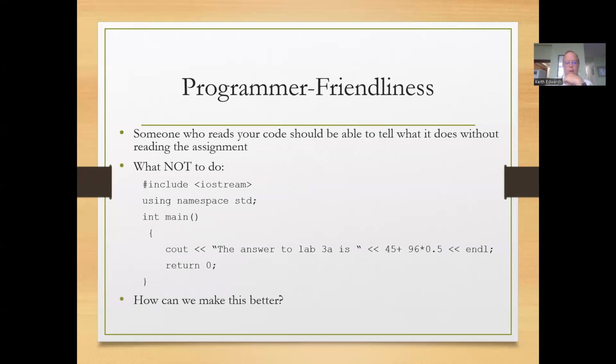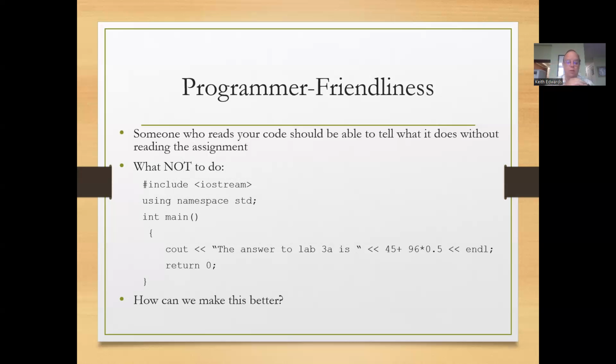And again, you don't want to do things like this. This basically starts out like most of our programs so far with the pound include iostream, using namespace std, and main. And inside main, we have the answer to lab 3 is 45 plus 96 times 0.5. That may give the answer that we want for lab 3A, but what does this mean? We're not sure what it actually means.